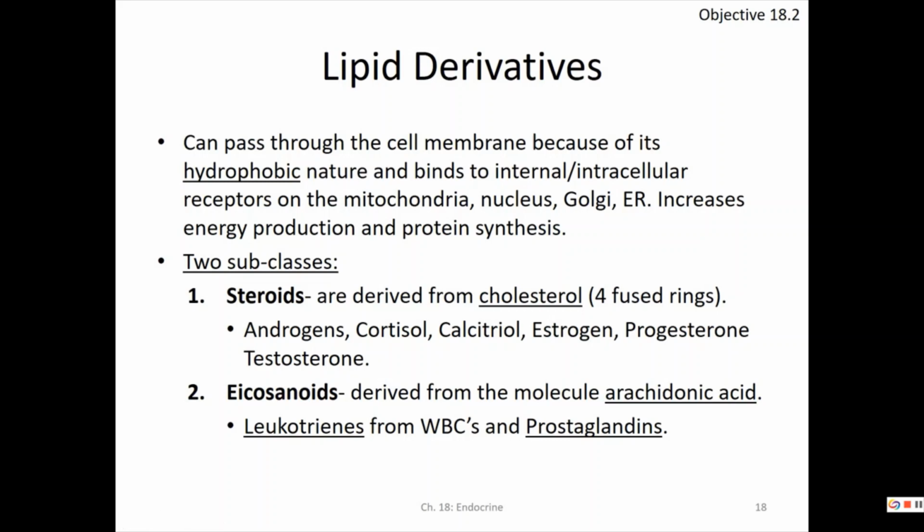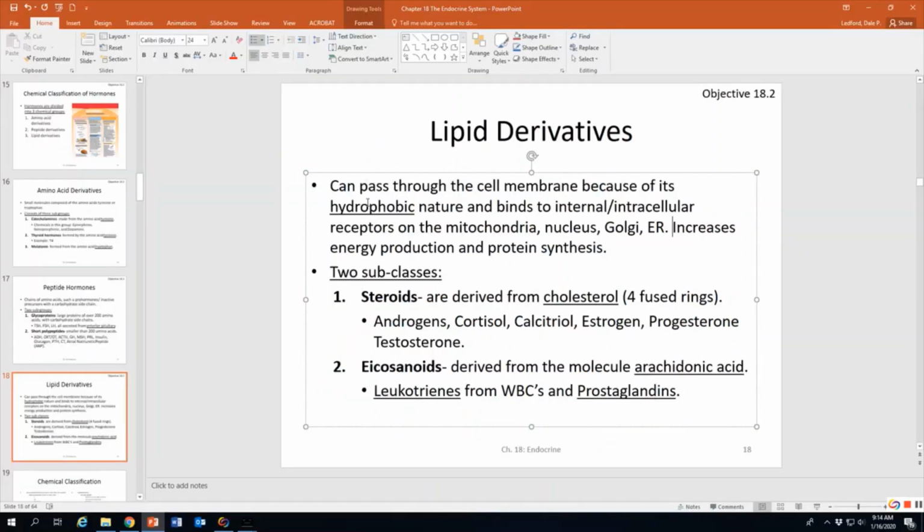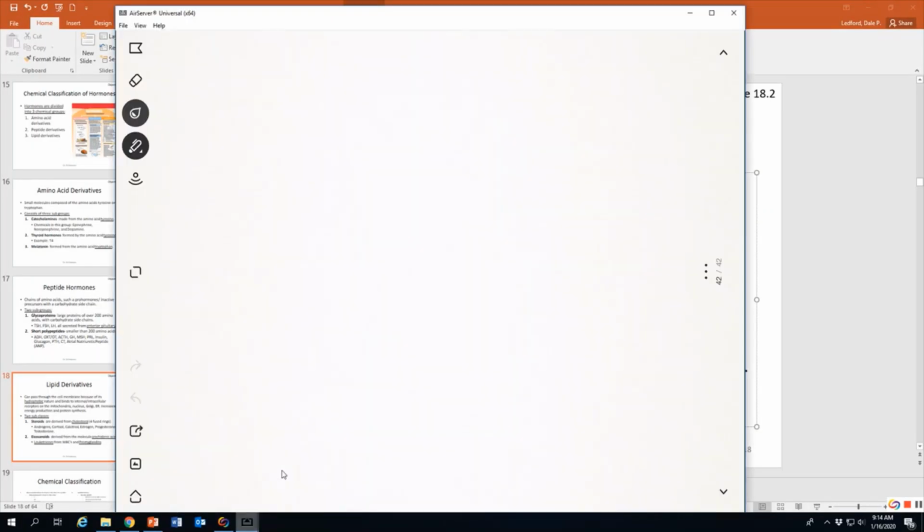Okay, now there are steroids and eicosanoids. Now, what is a steroid? A steroid has 4 fused rings. So all steroids, remember, have 4 fused rings.